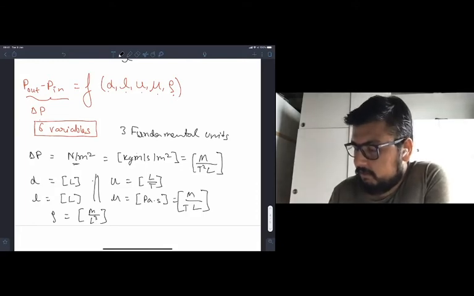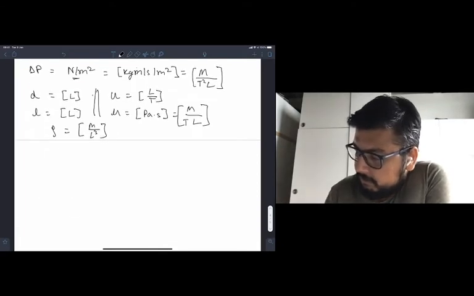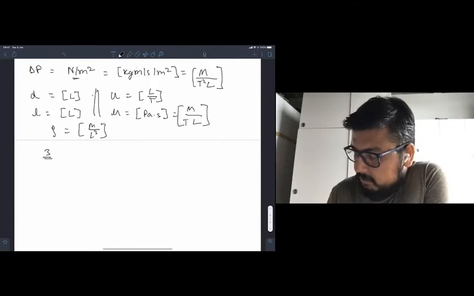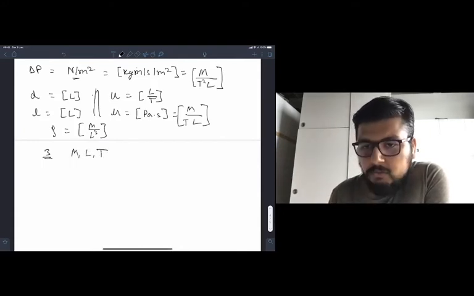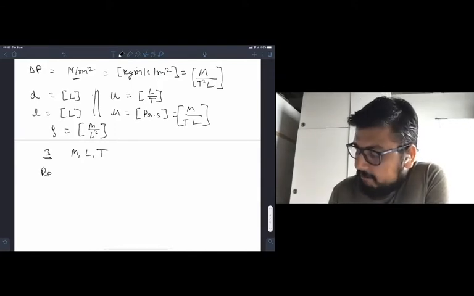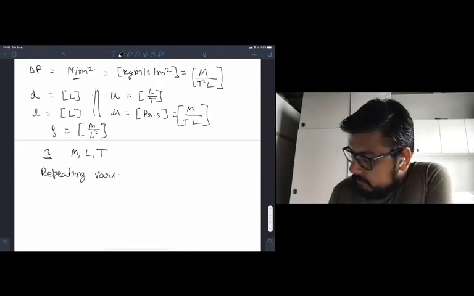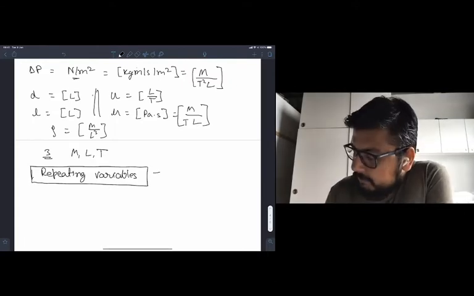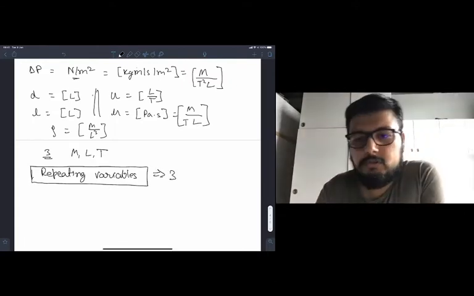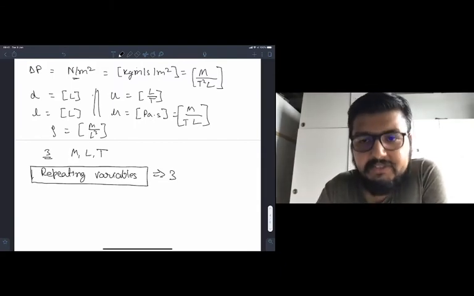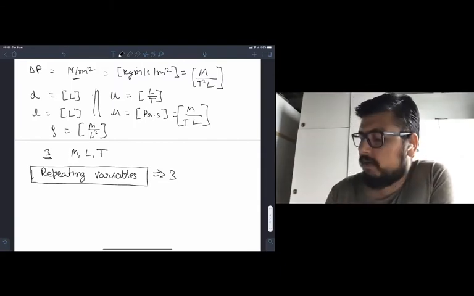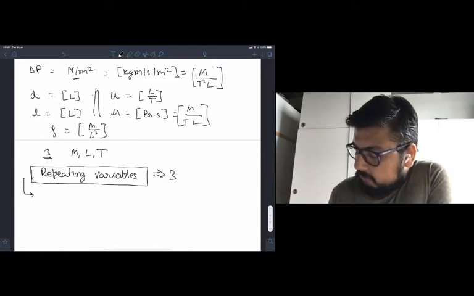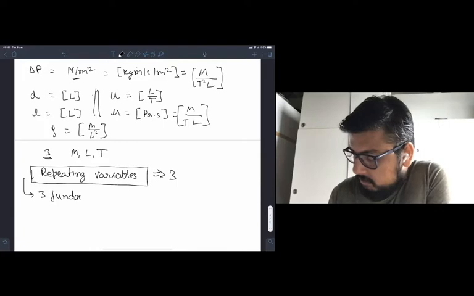So far, we have just made an inventory of the different variables that we have and the different units that are associated with them. As we know, in this particular problem, we have 3 fundamental units, which are mass, length, and time. So we can choose any 3 repeating variables. The choice of repeating variables is up to you, as long as they contain the 3 fundamental units.